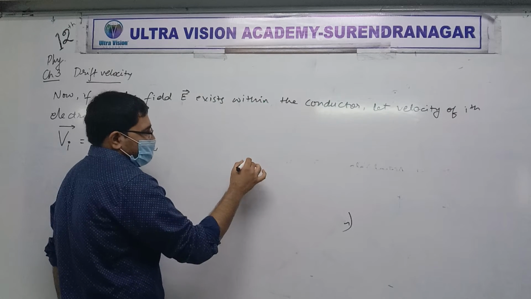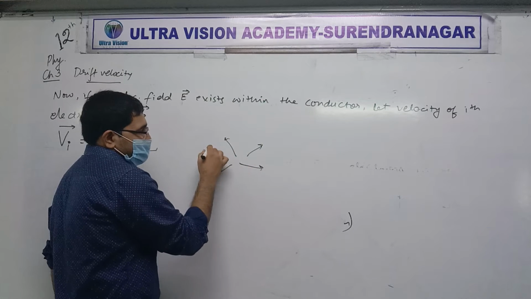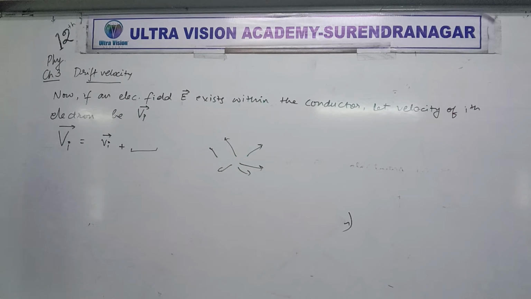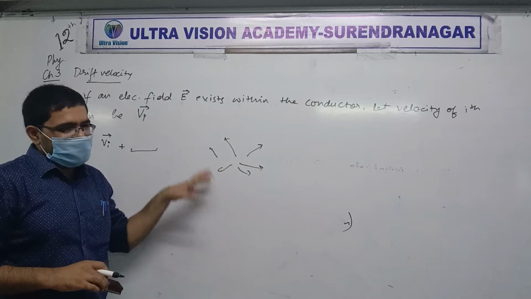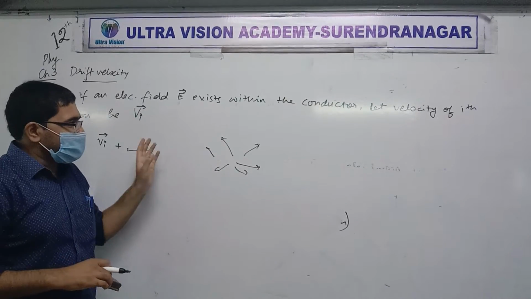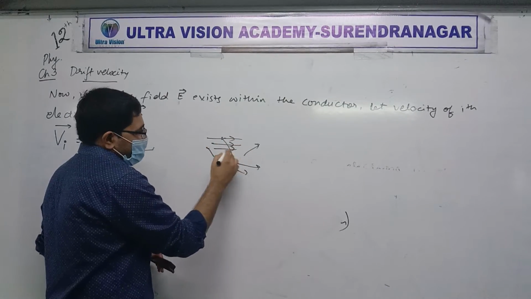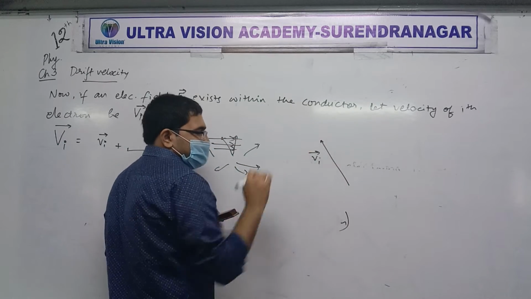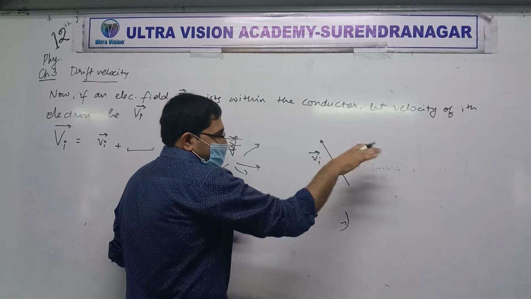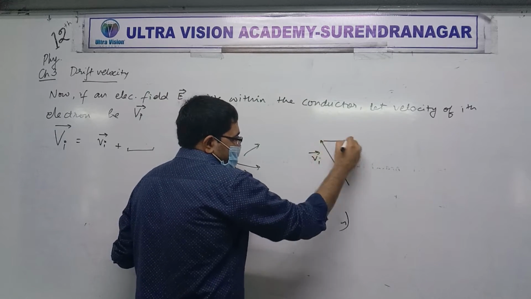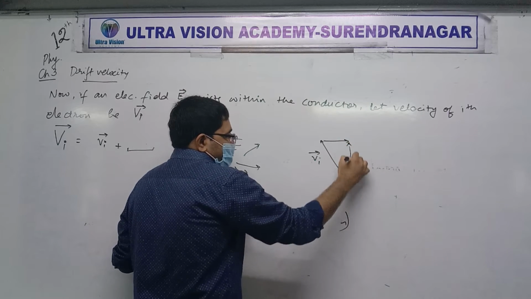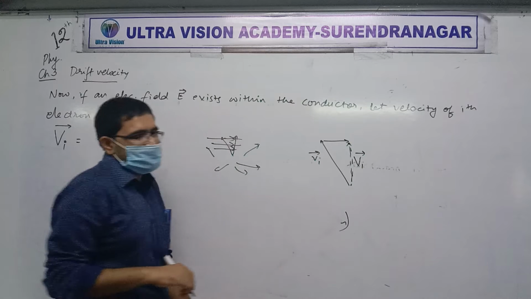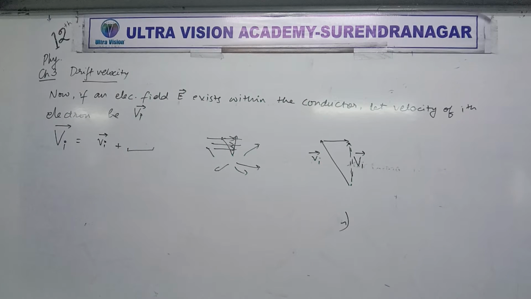If without an electric field everything was moving everywhere in different directions, now in the presence of an electric field every electron will get a drift. Its original velocity would have been in this direction, but because of the electric field, it gets a force in that direction, so the velocity will change by some amount, and now the new velocity will be in this direction. Did you understand?